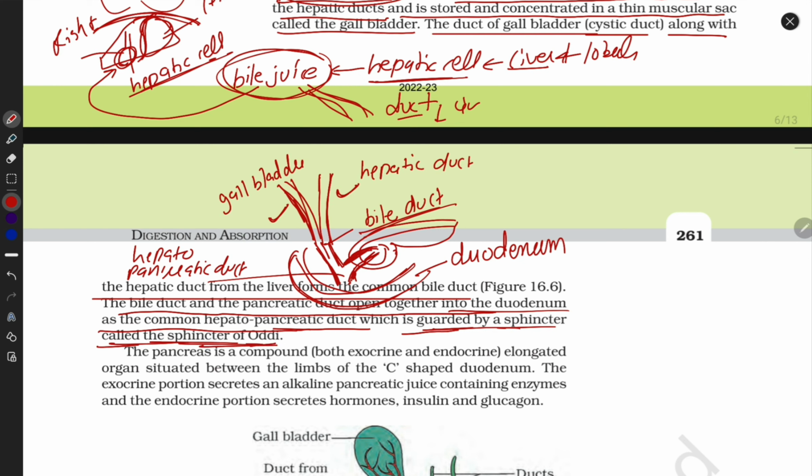We know that this duct opens into the duodenum, but it is not that easy, guys. This duct contains a sphincter. When this sphincter is open, the enzymes pass towards the duodenum. If it is closed, then no enzyme can pass towards the duodenum.